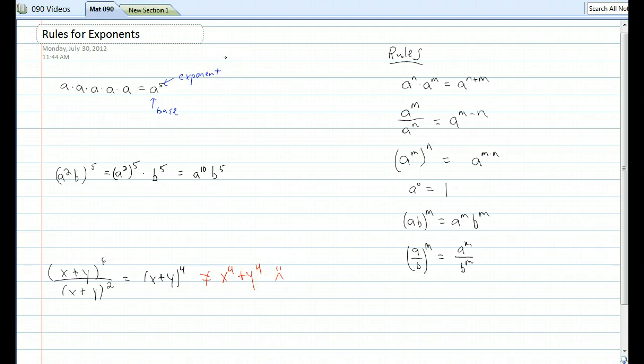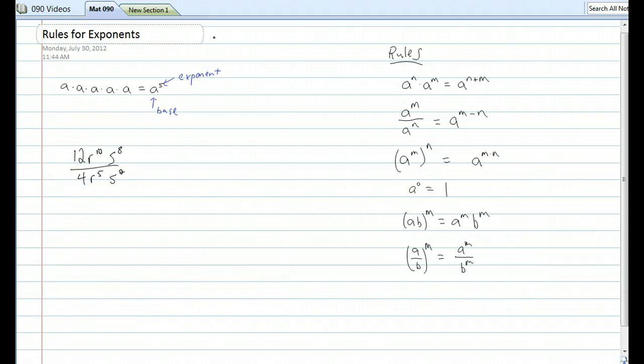If we were going to write out what x plus y to the 4th power is, we'd have to do x plus y times x plus y times x plus y times x plus y. And that's just too much work. That takes too long. So we're just going to leave the answer as x plus y to the 4th.